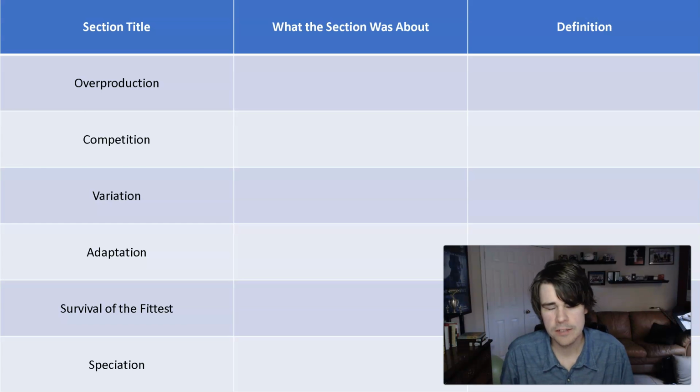I'll tell you specifics in an email, but here are some words related to natural selection: overproduction, competition, variation, adaptation, survival of the fittest, and speciation.